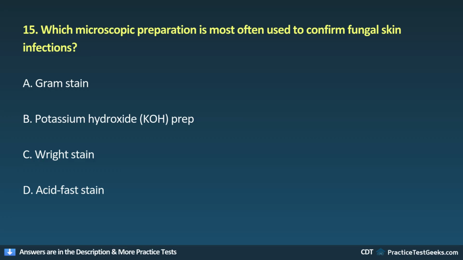15. Which microscopic preparation is most often used to confirm fungal skin infections? A. Gram stain. B. Potassium hydroxide, KOH, prep. C. Wright stain. D. Acid-fast stain.